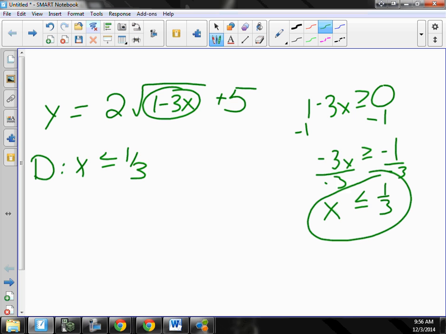For the range, I look at the range of the square root. So the range of this piece is 0 to infinity. Right? Well, what happens to that range? It gets times by 2. 2 times 0 is 0. 2 times infinity is infinity. What's really happened is we've taken the range and we've stretched it vertically by 2, which doesn't change anything. Okay? And then we add 5. 0 plus 5 is 5. Infinity plus 5 is infinity. So the range is y equals 5 to infinity.